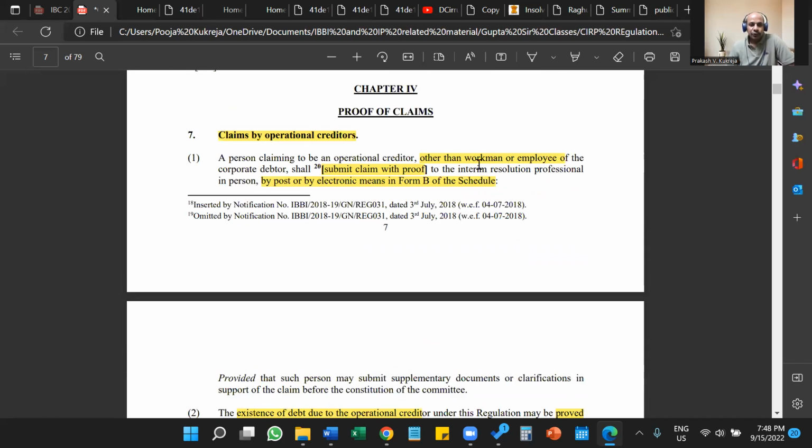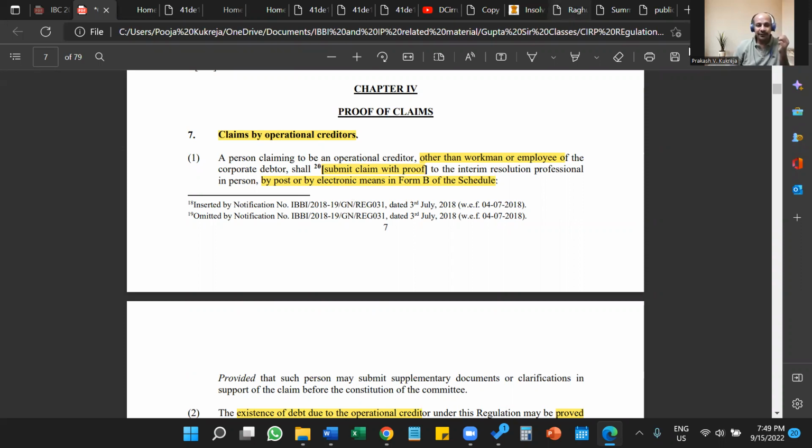Okay, now moving to the claims part. So this is a very, very important topic, and expect at least 3 to 5 marks on this claims only. Now, in this case, it is proof of claims, right? So as you know, there are different types of creditors. There could be operational, financial, there could be workmen, employees. So every creditor has a specific form, correct?